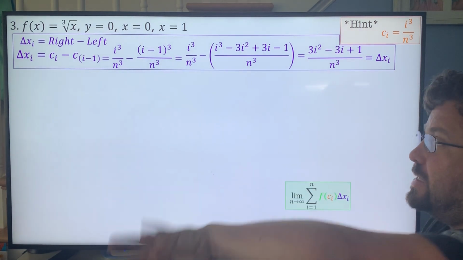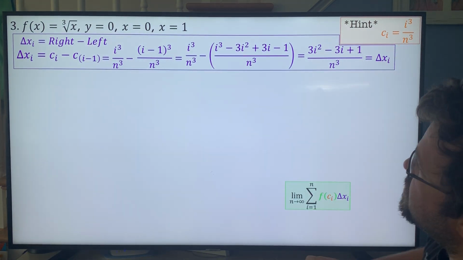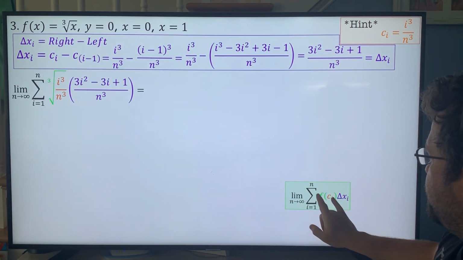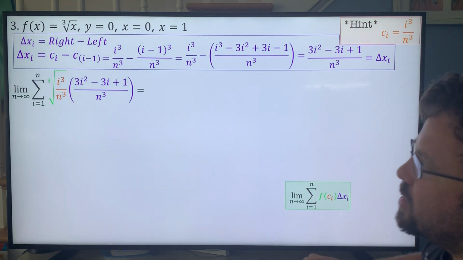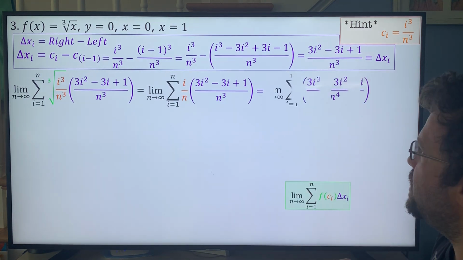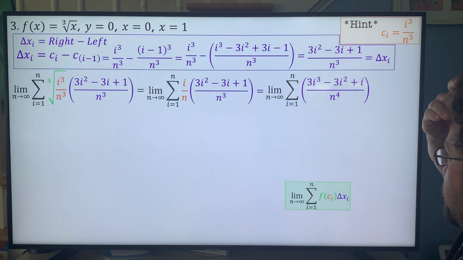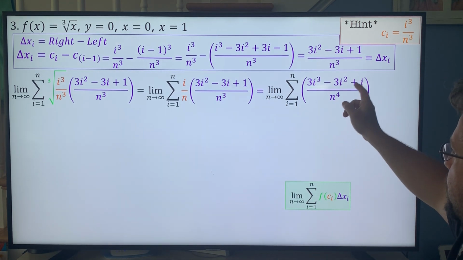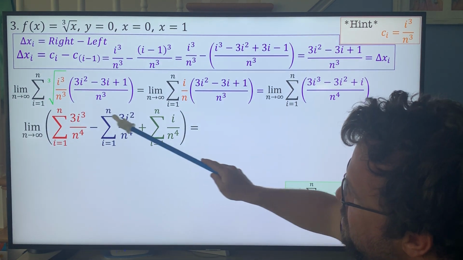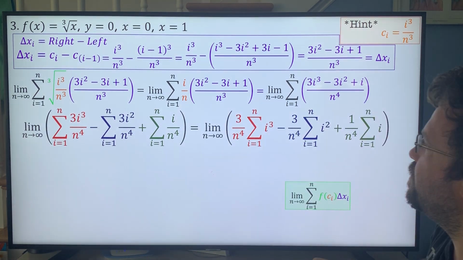So now we have 3 terms. Doesn't matter. This goes to that equation. This is your delta x_i. That's what this is here to show you. The cubed root of a cubed thing just becomes i over n. You distribute the i, distribute the n, so you get 3i cubed, 3i squared, i over n to the 4th. Now you're going to divide each one of these by n to the 4th. And then you're going to pull out the constant, and you're going to pull out the n to the 4th. Pull it all out to the front.